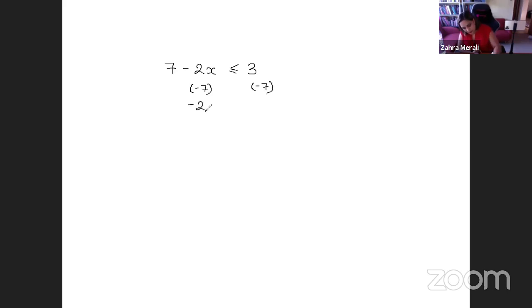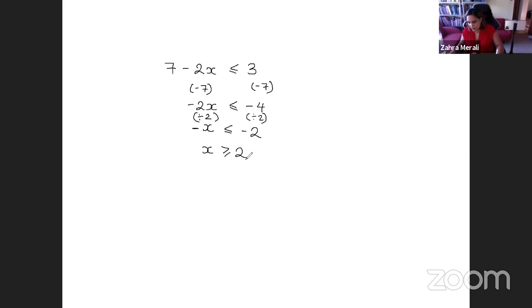I get -2x. So 3 minus 7, so getting smaller by 7, takes you to -4. And now to get x on its own, I have to divide by -2. Right? And now if that confuses you, you could just divide by 2. So say you just divided by 2 to start with, you'd get -x is less than or equal to -2. And because you need to get rid of those minuses on both sides, you need to flip the sign.